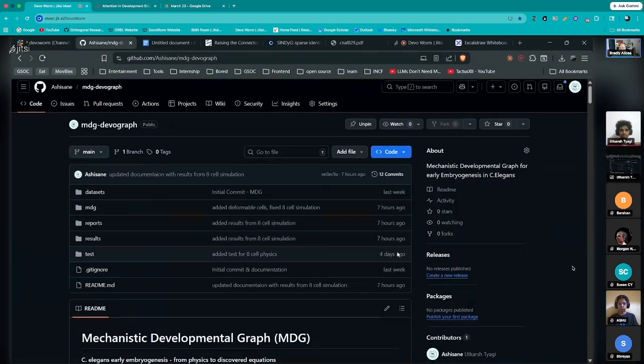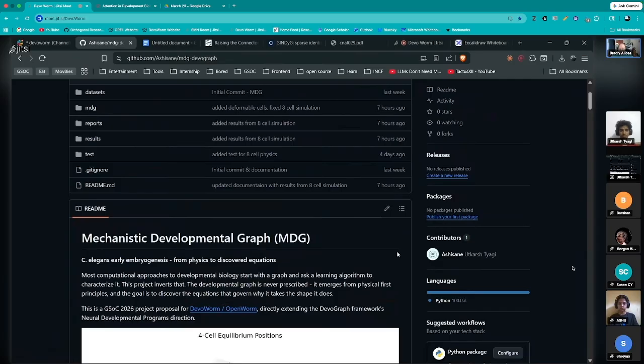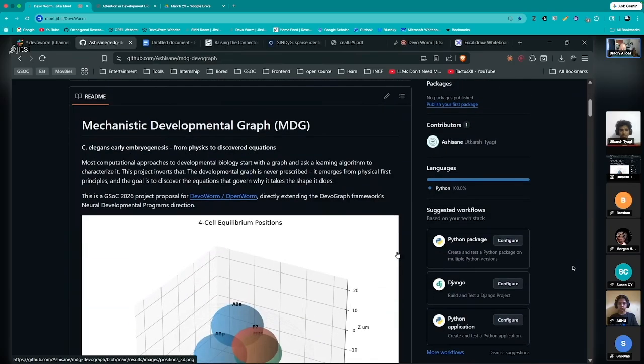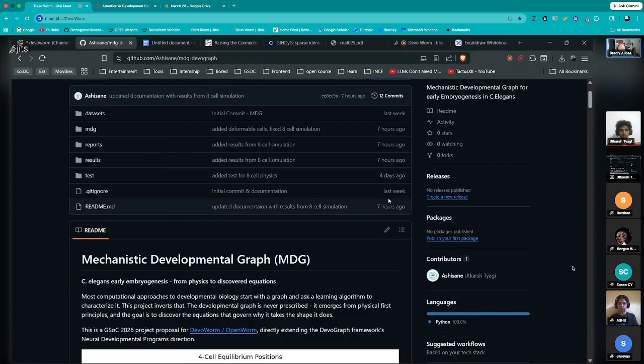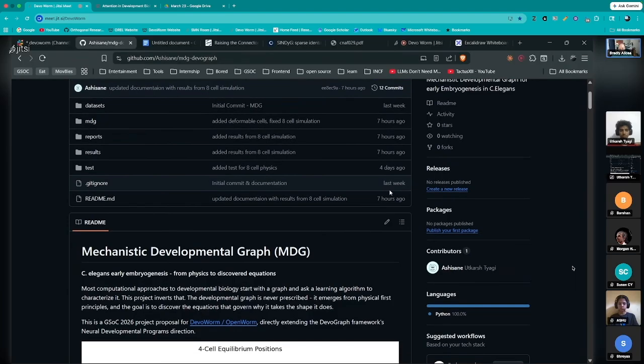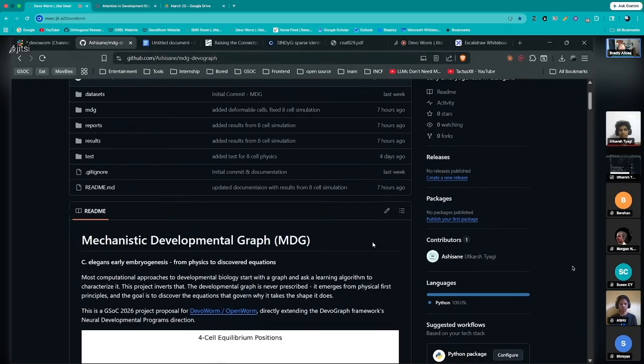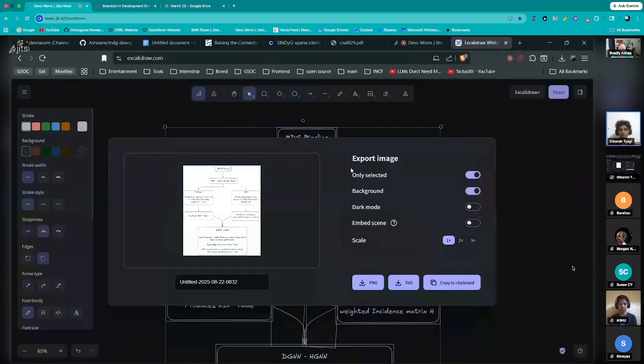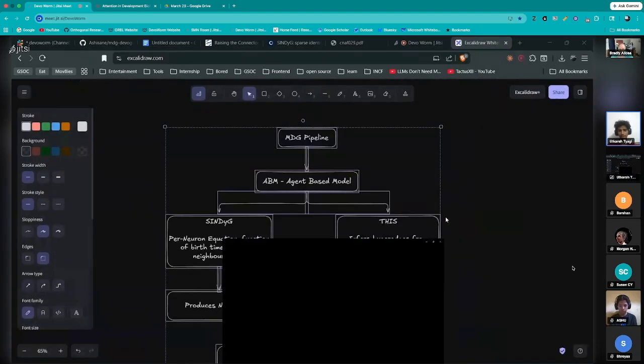Yeah, that looks interesting. So this is your repository, mechanistic. I saw this, and I was interested in what you're doing here. Is this a fork of DevoGraph, or is this your own code here? It is my own. I started this from the ground up.